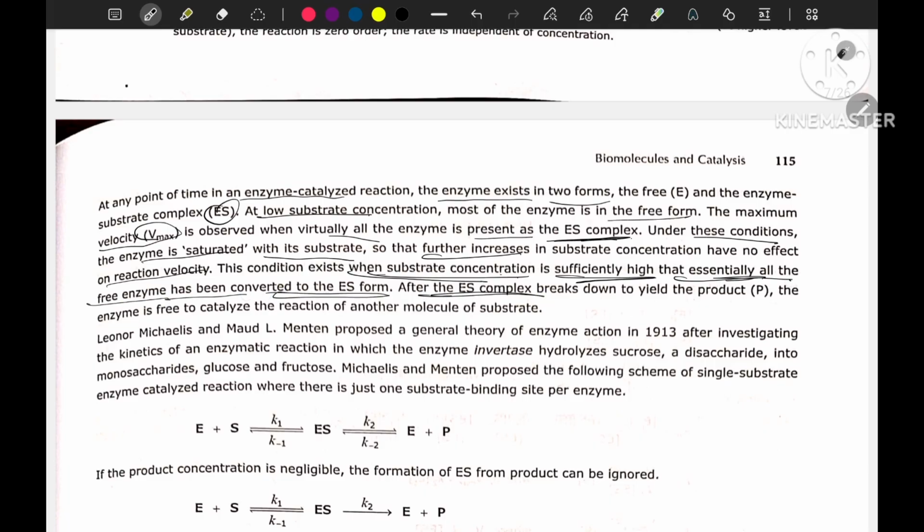After the ES complex breaks down to yield the product, the enzyme is free to catalyze the reaction for another molecule of the substrate.